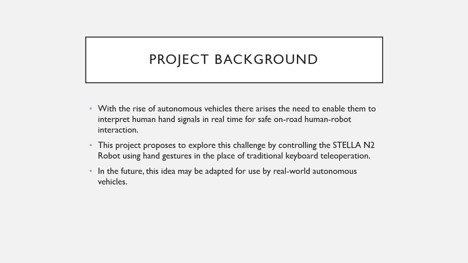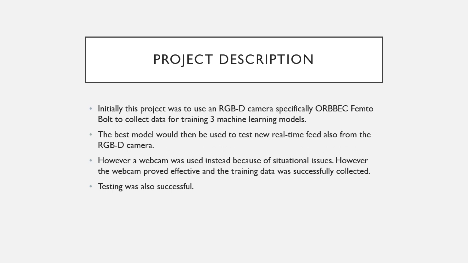With the rise of autonomous vehicles, there arises the need to enable them to interpret human hand signals in real time for safe on-road human-robot interaction, in that when an autonomous vehicle is moving on the road, in case of emergency, it should be able to respond in real time. Based on this challenge, I decided to control the STELLA N2 robot using hand gestures, and in the future, this idea may be adapted for use by real-world autonomous vehicles.